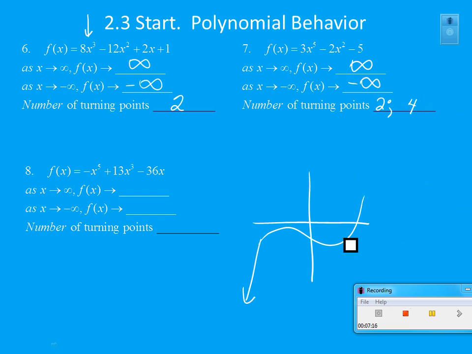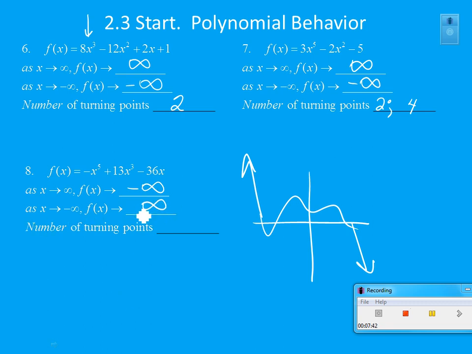And then my last little piece on this part, negative x to the 5th. Since that's an odd power, I know one branch goes up, one branch goes down, but it's going to be opposite from what we've been doing. This branch will be going down, this branch will be going up, and we know it could do something in the middle. So in this case, as x approaches infinity, I've got negative infinity. As x approaches negative infinity, I got infinity. When I graphed it, it had 4 turning points, and that's the most turning points that it could have.